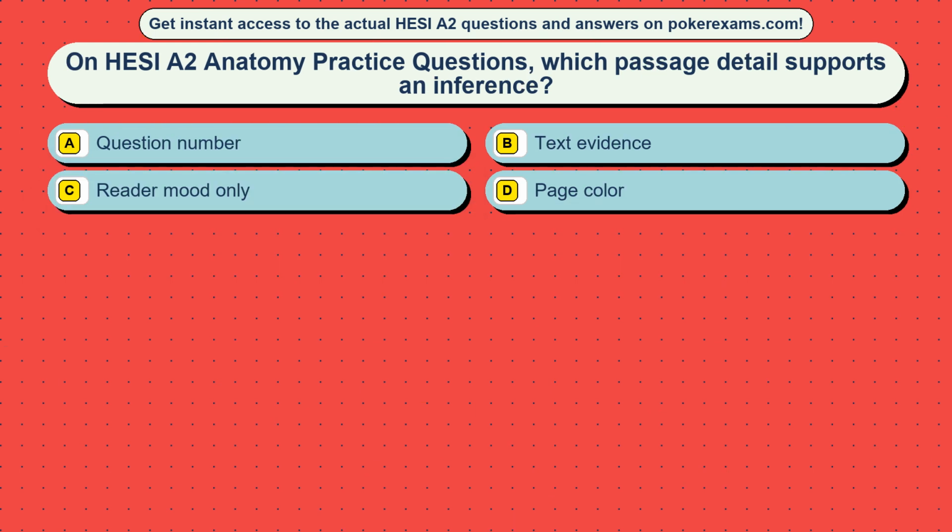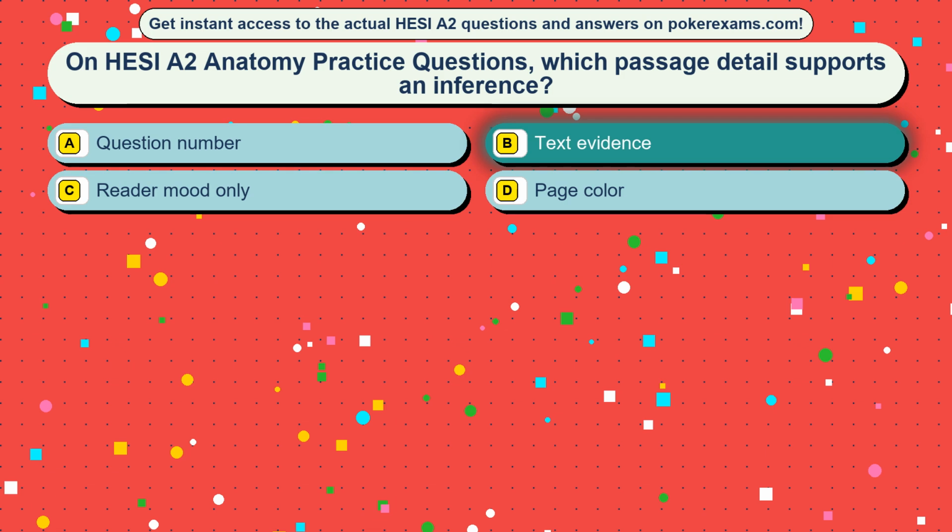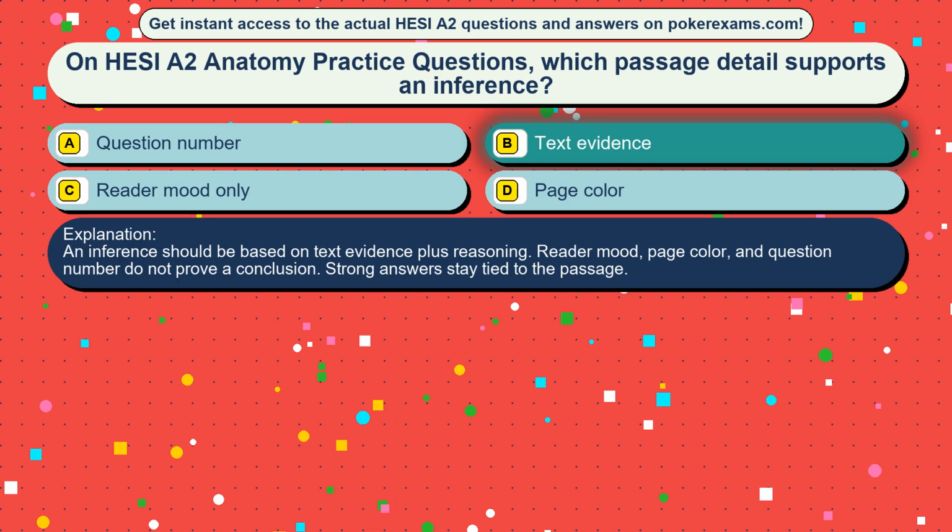Question 4. On HESI A2 Anatomy Practice Questions, which passage detail supports an inference? Option A, question number. Option B, text evidence. Option C, reader mood only. Option D, page color. The correct answer is option B, text evidence. An inference should be based on text evidence plus reasoning. Reader mood, page color, and question number do not prove a conclusion. Strong answers stay tied to the passage.